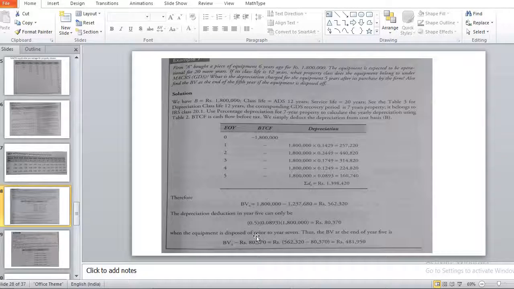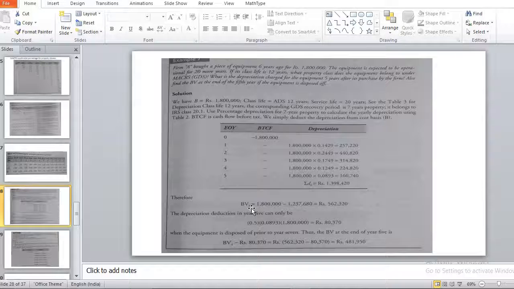So we consider the depreciation value of that equipment used up to the middle of the 5th year. To calculate the book value at the end of the 5th year, we take the book value of the 4th year minus the depreciation value in that 5th year. Whatever remains is the book value at the end of the 5th year.